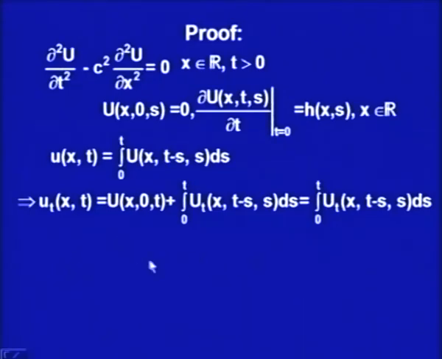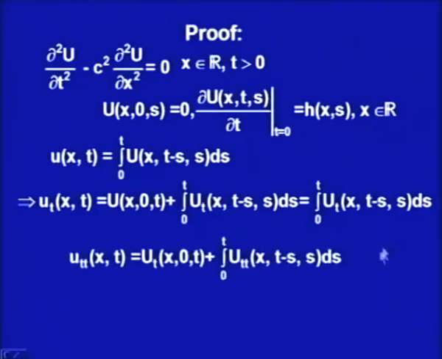Similarly, I go again to find the second derivative, that is, again differentiate this function with respect to t, and again we will use the same formula. So, what we get is U_t(x, 0, t) plus the integral from 0 to t of U_tt, because now I want the partial derivative of this function with respect to t again, that is, the second partial derivative del 2 U over del t 2, with of course the arguments x, t minus s, s, integrated with respect to s. Now, the second initial condition is del U over del t of this function at t equal to 0 is h(x, s). So, we will substitute that over here.